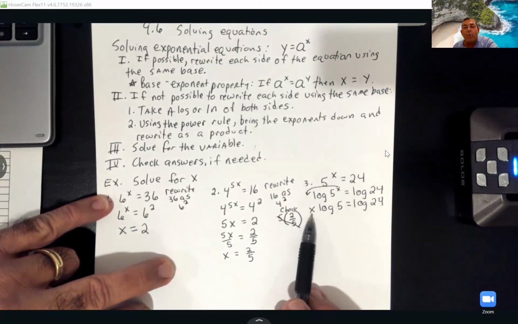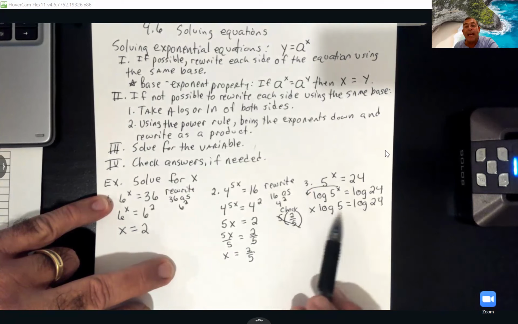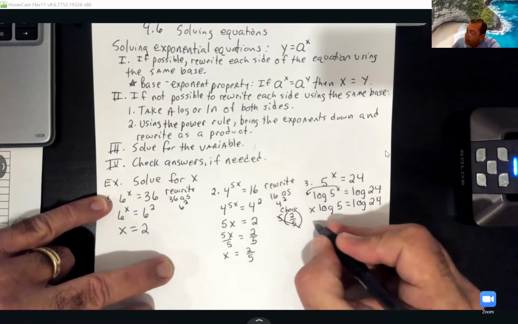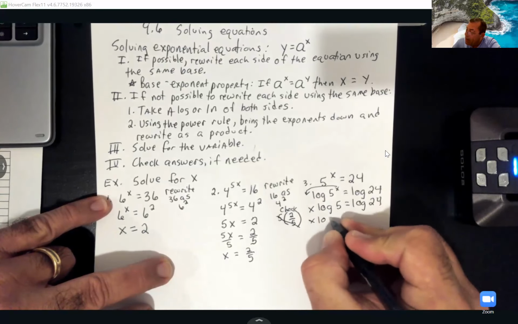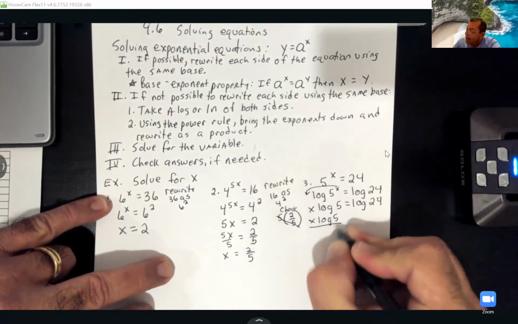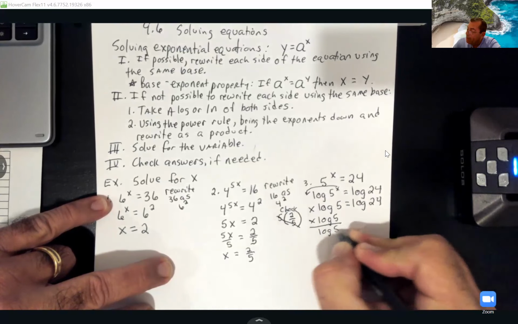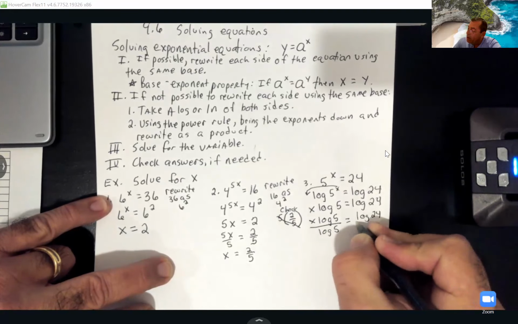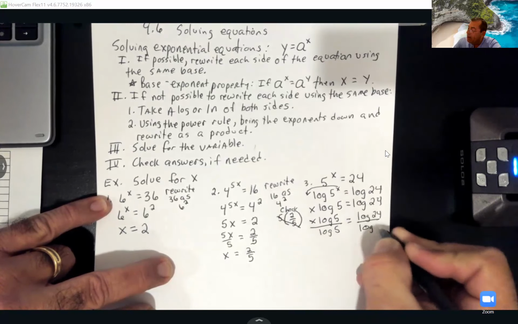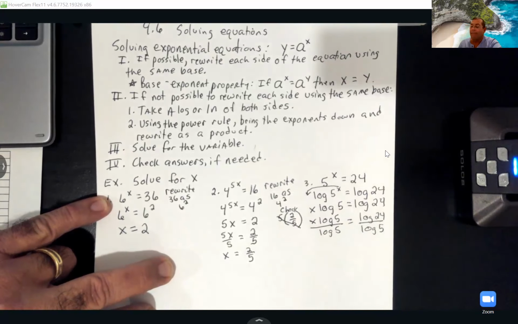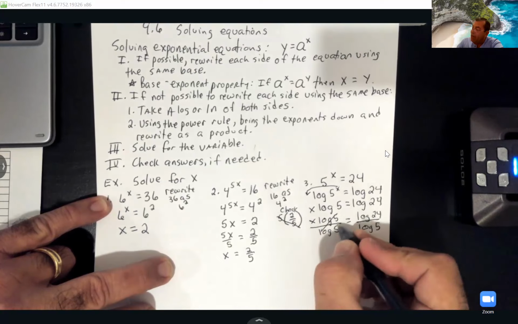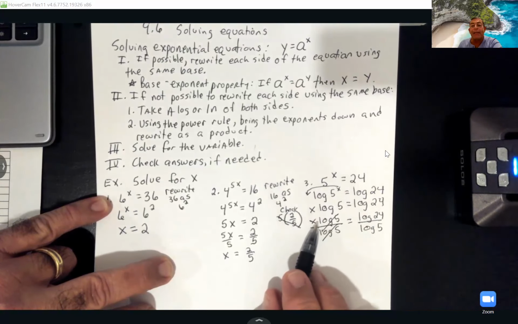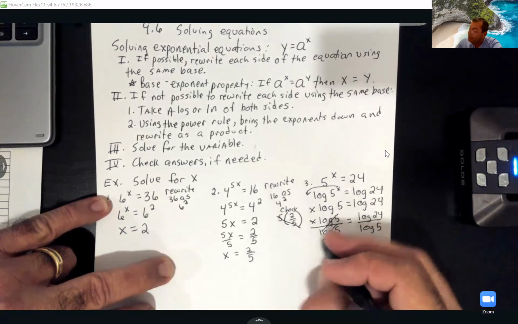If I want to make this a 1x over here, I need to divide both sides by this log 5. So we'll have our X log 5 divided by log 5. That's going to equal my log 24 divided by my log 5. So look, these log 5s cancel on the left side, leaving us our X.